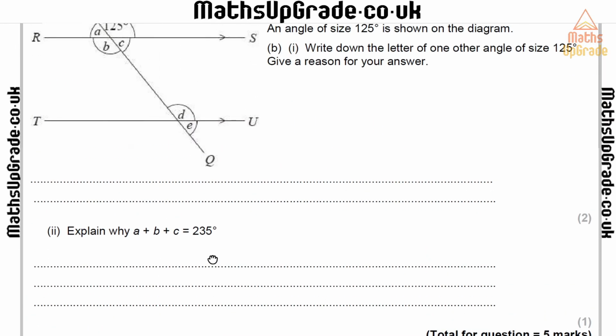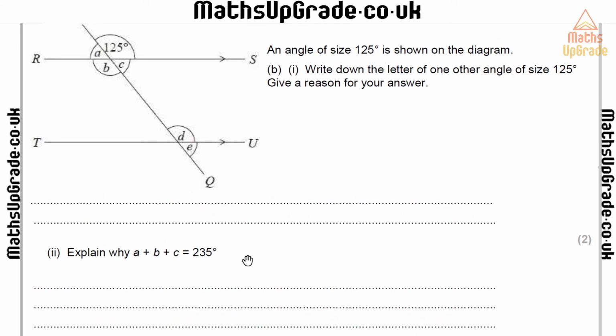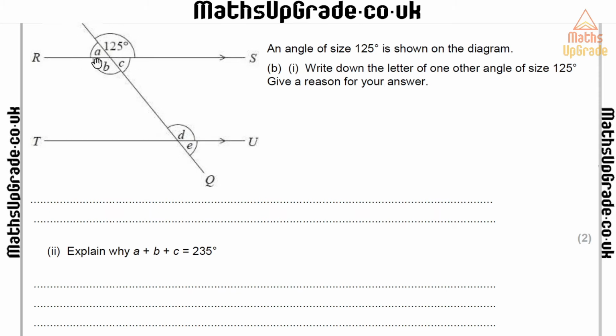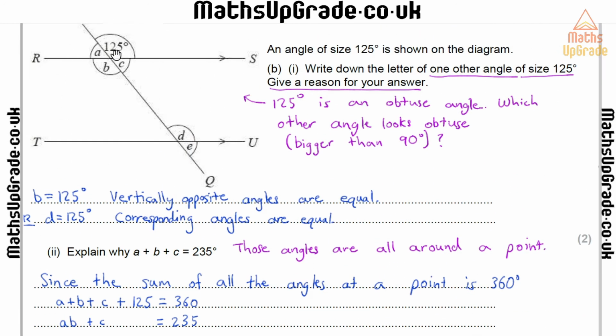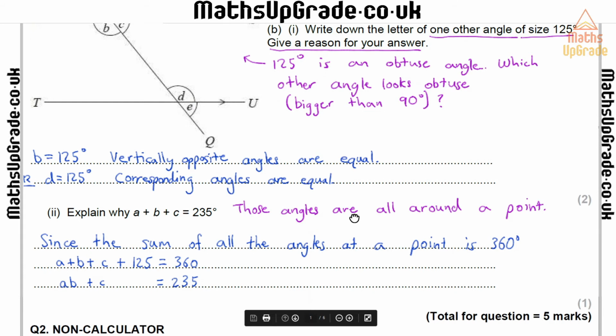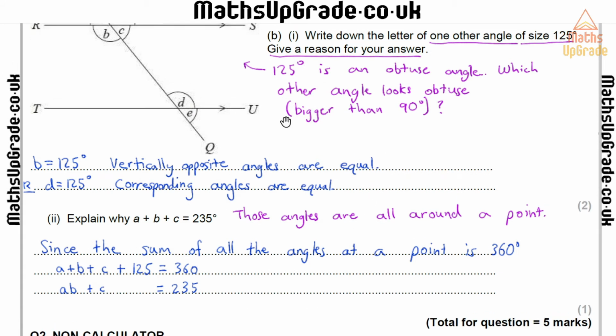And the last part of this question, explain why A plus B plus C equals 235 degrees. So explain why these 3 angles sum to 235 degrees. Well, you know that all 4 of these angles are angles around a point, and so they would all sum to 360. So that's the big clue there. So what you do with this question is you'd say that those are all angles around a point, and so since the sum of all angles at a point is 360 degrees, then those 3 angles are going to be 360 minus 125, which is essentially 235 degrees. So that is why they sum to 235 degrees. And so that is 5 marks altogether for all of that question.